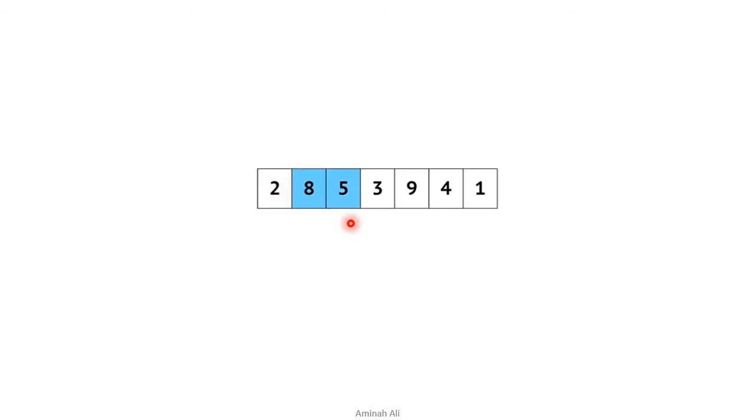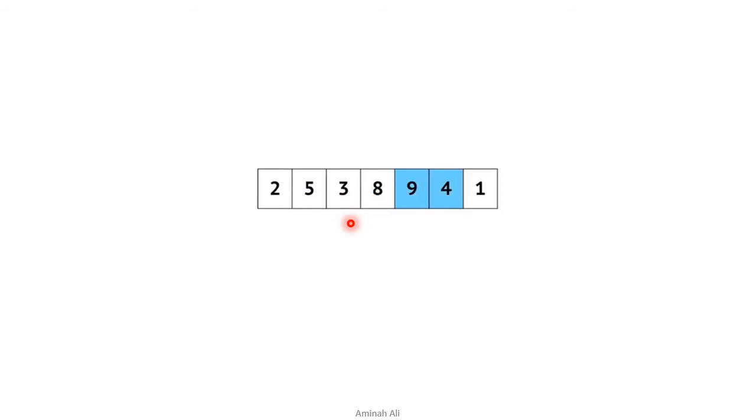Next, we compare 8 and 5. Now 8 and 5 are out of place, right? So we will simply swap the 5 with 8 and change their places. 5 took the place of 8. Again, we will compare the next two items, that is 8 and 3. They are again out of place, so we will swap them. 8 is being swapped with 3.